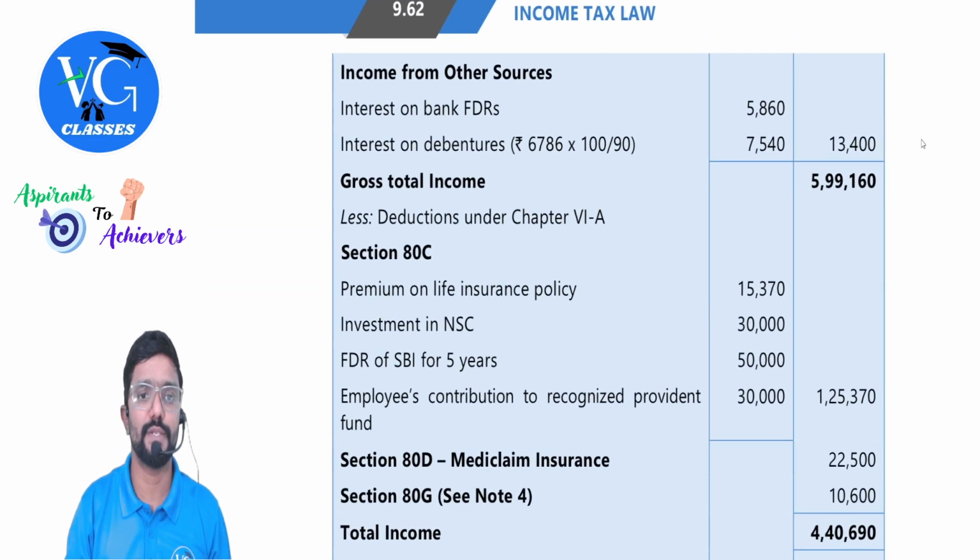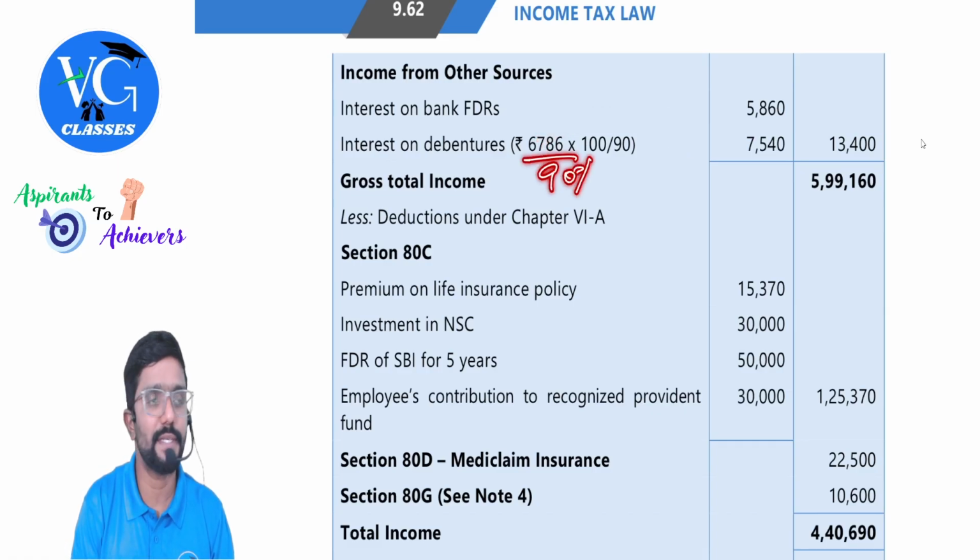Next, income from other sources. Interest on bank FD, 5,860. Interest on debenture, you can see they have told net of TDS. So what we have done is divided by 90%. How did we get 90%? TDS rate is 10%, so 100 minus 10%.